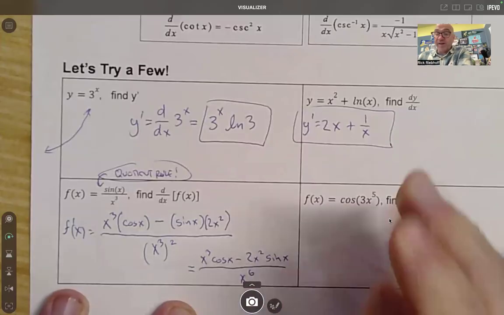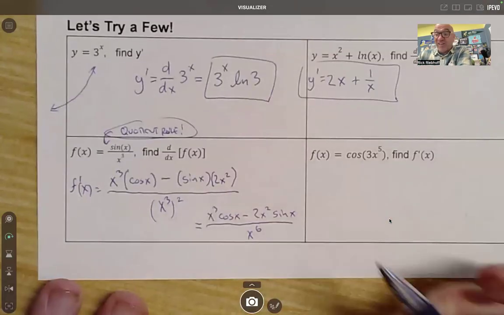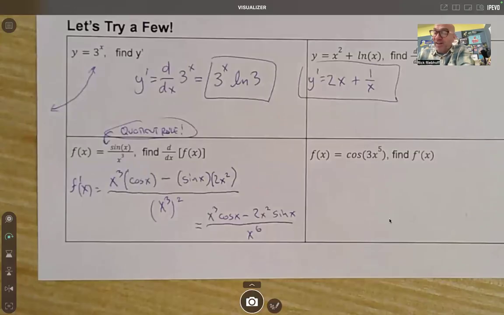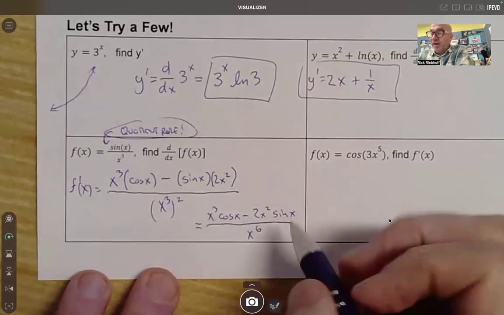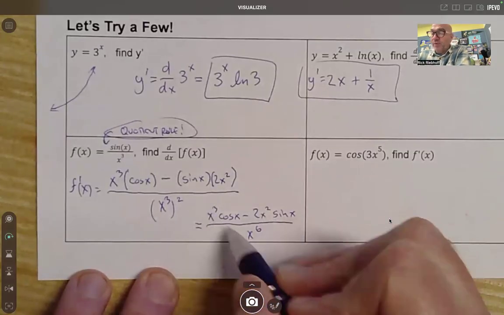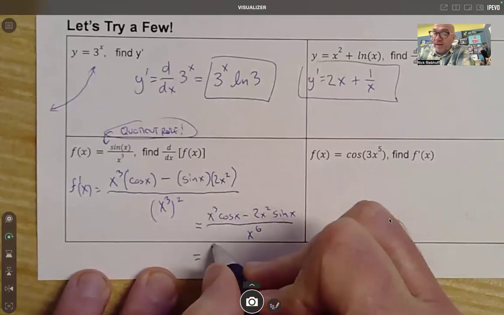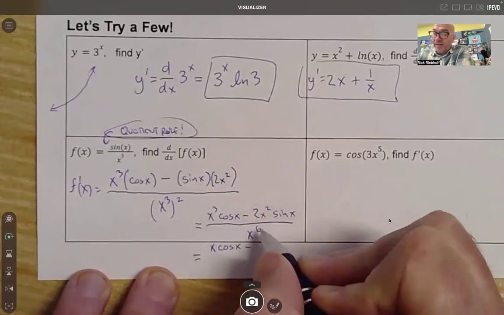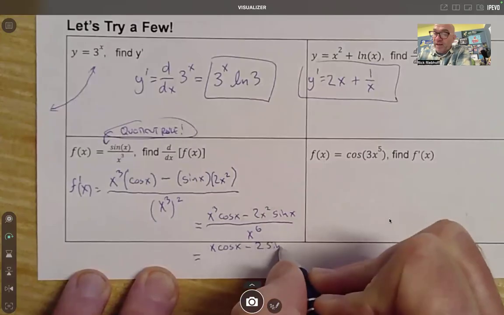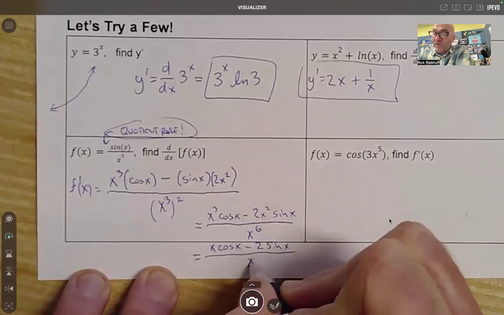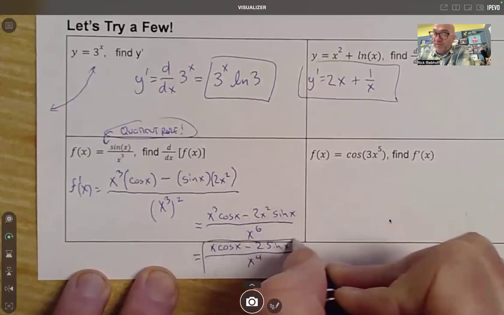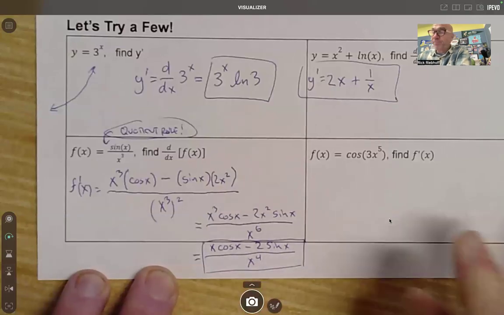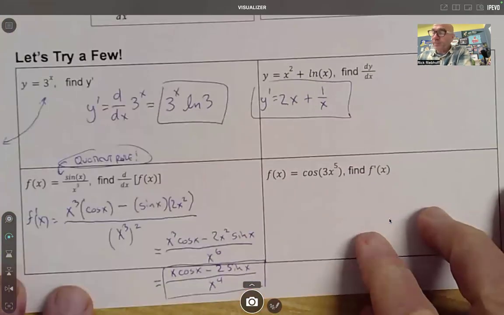I could simplify here again. If this is AP calculus, you can leave it like this. You don't have to simplify. It's a good idea, though. I could take an x squared out of both of these. So I'd get x cosine of x minus 2 sine of x over x to the fourth would be the simplified version of that. Cool.